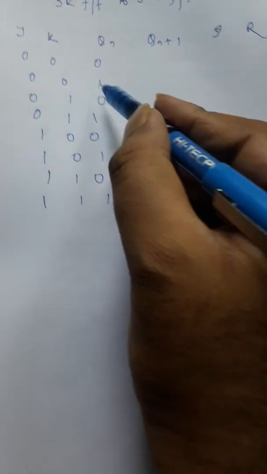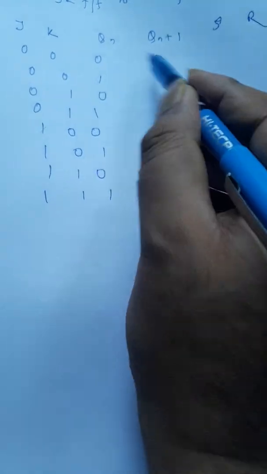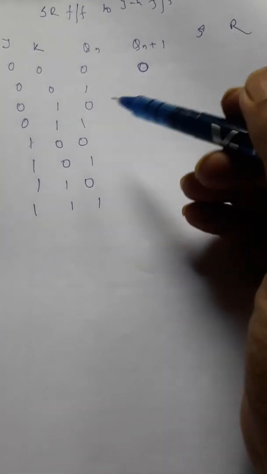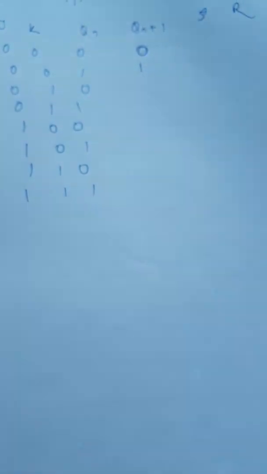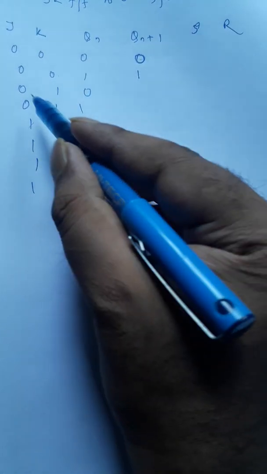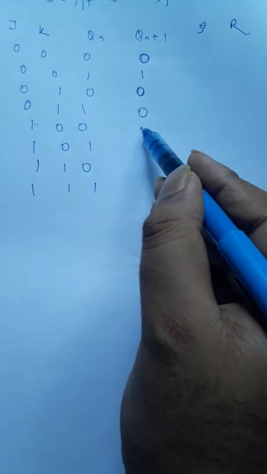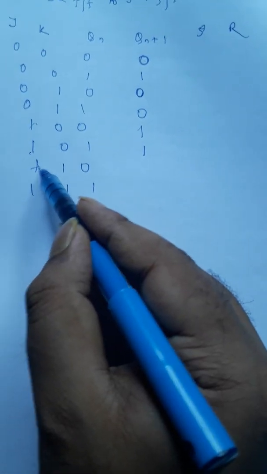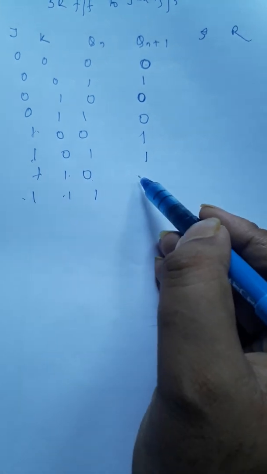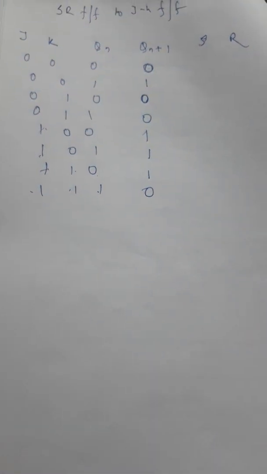Now see, in case of a JK flip flop, if the J and K inputs are 0, then Q will be retained. No change state. Qn will remain 0 in Qn plus 1, so in this case also 0 0 1 will be retained. Now in the case 0 1, the output will follow J. In this case also, the output will follow J. Now 1 1 means what? Toggle. So 0 will be toggled to 1, and 1 will be toggled to 0.